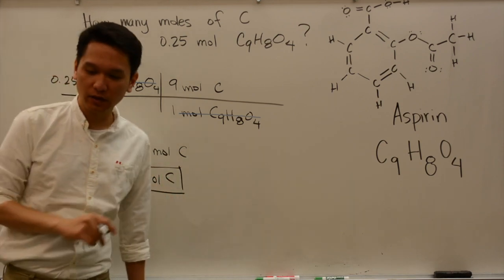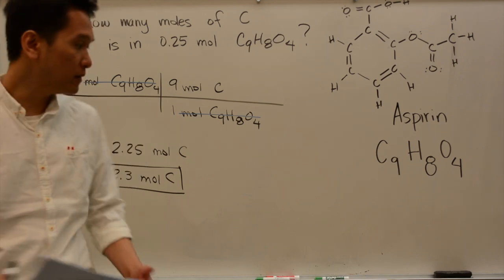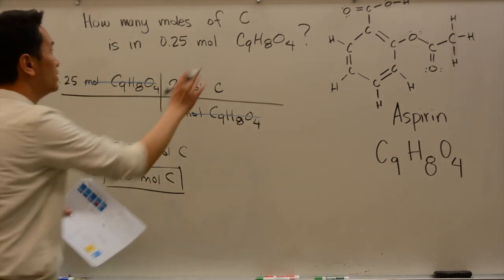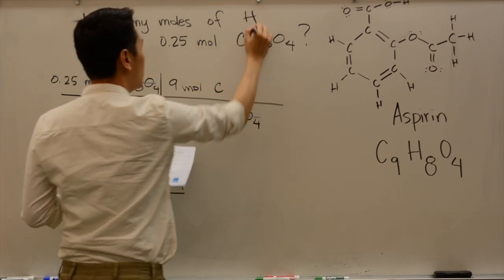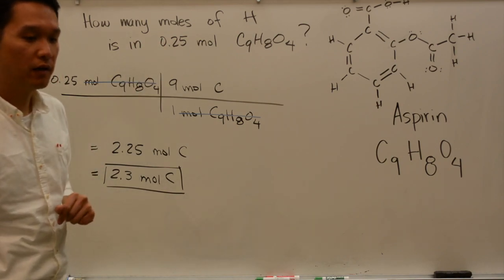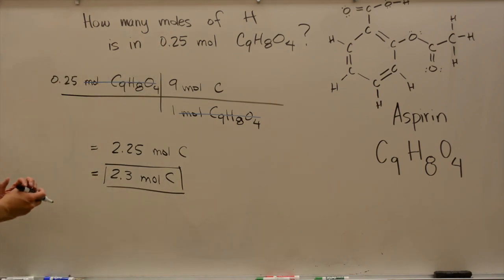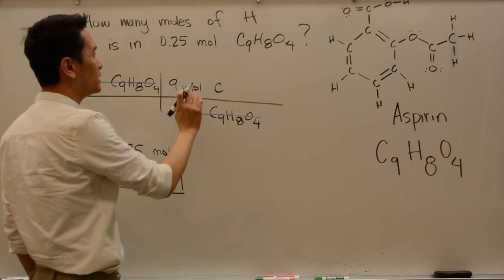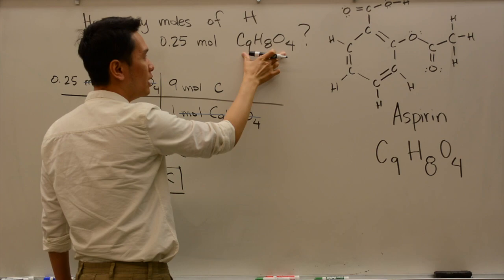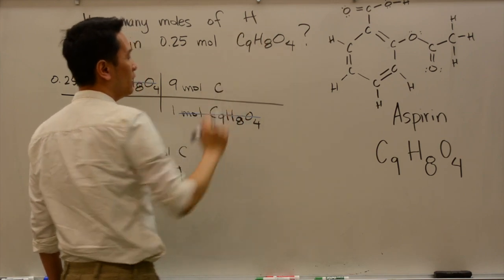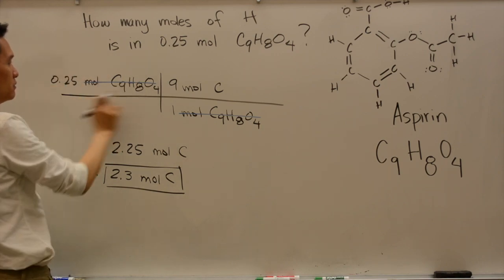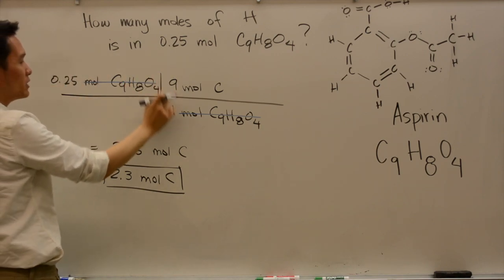Okay, so let's do another example. In the same case, the next problem says how many moles of hydrogen you would have in 0.25 moles of aspirin. So again, the same thing here. We're asking to relate moles of an individual atom to moles of the whole molecule, right? So you start out with the same given, but the ratio is now different.